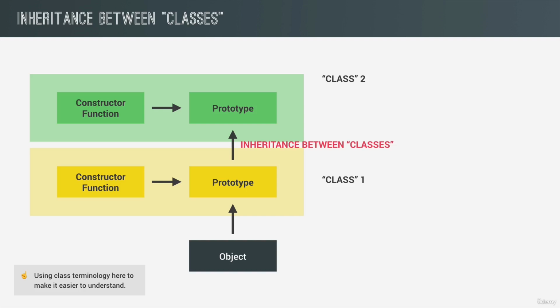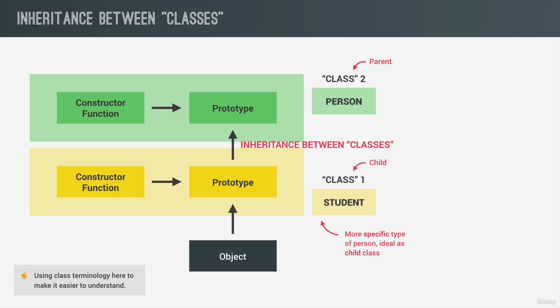But anyway, here is what we're going to do. We will create a new student class and make it inherit from the person class that we have been using so far. So person will be the parent class and student will be the child class. That's because student is basically a subtype of a person. So a student is also a person, right? But it is a more specific person.